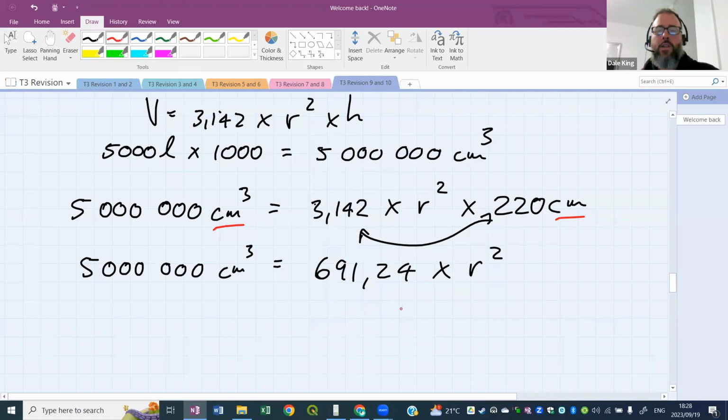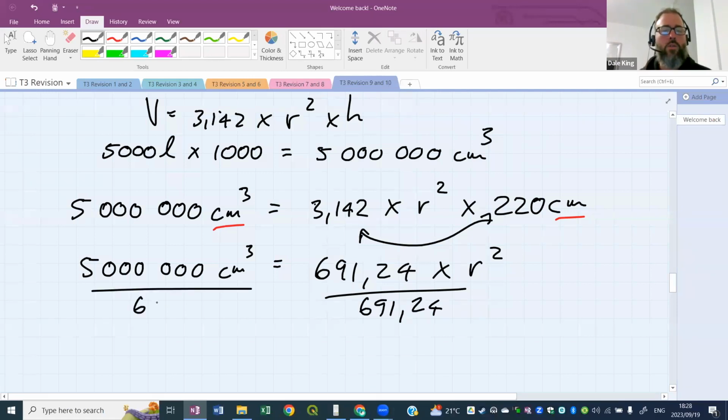Because this 691,24 is attached to our radius, the thing we're trying to find. It's attached to it with times. So we will do the opposite operation, or the inverse operation. We'll have to pry it off and flick it off by doing the inverse operation. The inverse of multiply is divide. So divide by 691,24. But what you do on the right-hand side, you also got to do on the left-hand side. So dividing by 691,24 there and there cancels it off on the right-hand side.